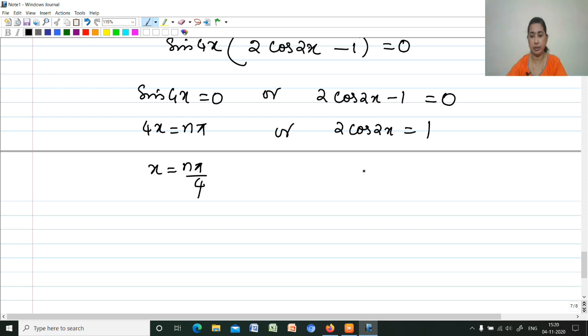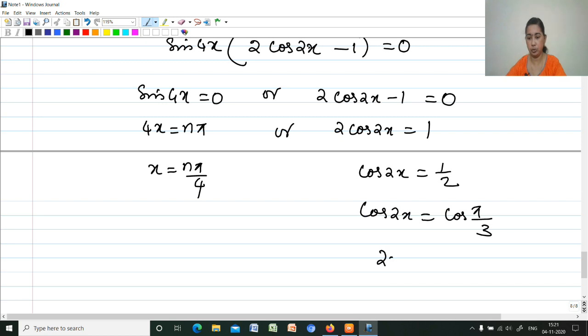Here what can I write? Cos 2x is equal to 1 by 2. For which value of cos we are getting it as 1 by 2? Cos 60. Cos pi by 3. So cos 2x equal to cos y. Cos x equal to cos y implies x is equal to 2n pi plus or minus y.